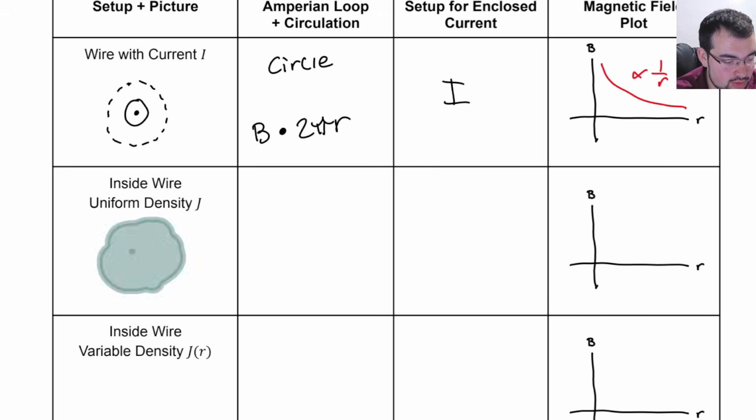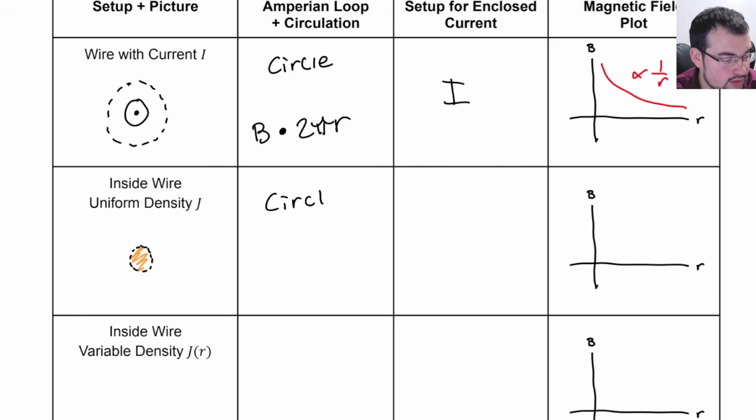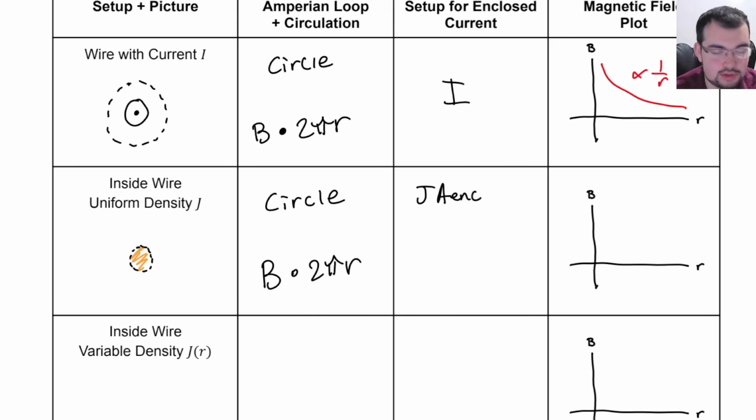Now, what if we're inside a wire with uniform density? Well, we're still using a circle because there's still circular symmetry. So it's B times 2 pi r. What is the enclosed current now? Well, enclosed current can also be thought of as J times area enclosed, because that's what current density is. It's J times pi r squared, enclosed by my loop.